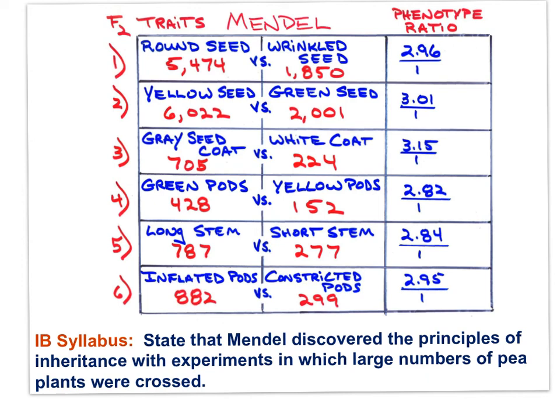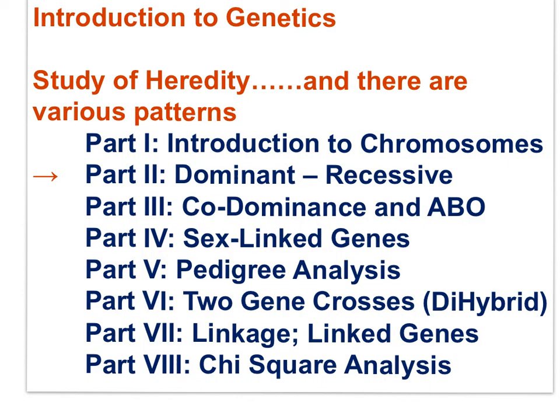I want to note that the characteristics Mendel followed displayed the dominant recessive heredity pattern, which is the focus of this movie. So with no further ado, let's look at the dominant recessive heredity pattern, the subject of genetics movie part 2. With this slide, you can see the other patterns of heredity that I will cover in the subsequent parts in the genetics series.